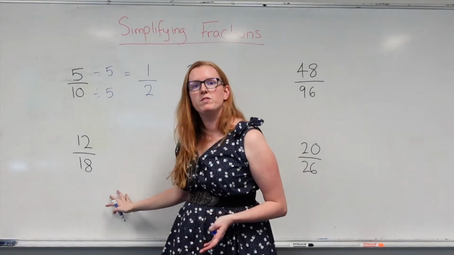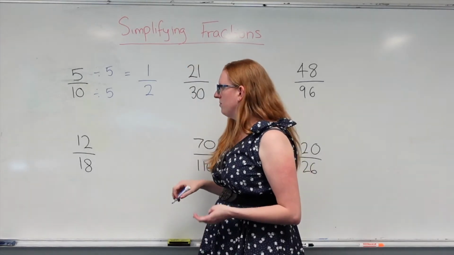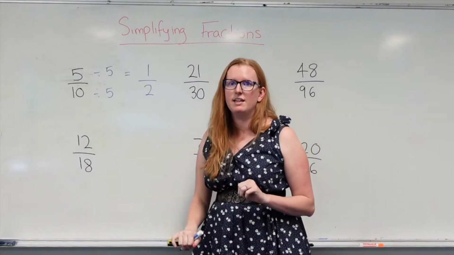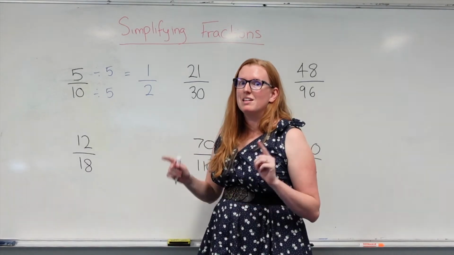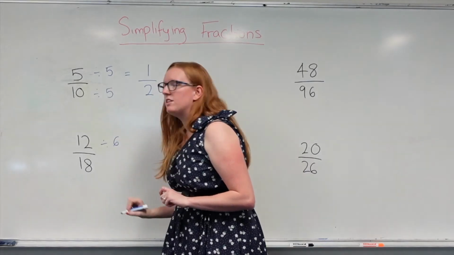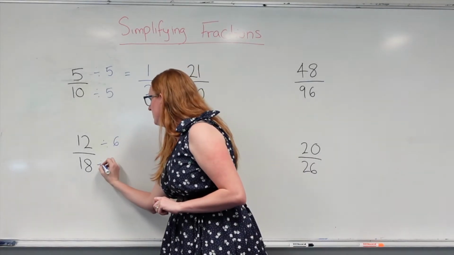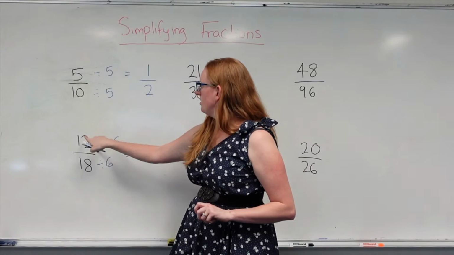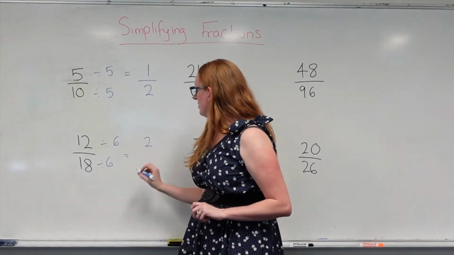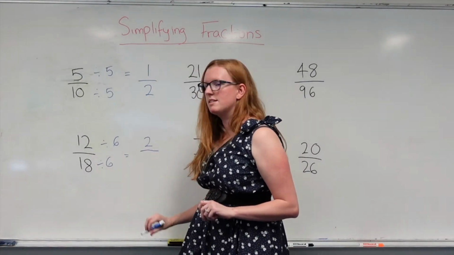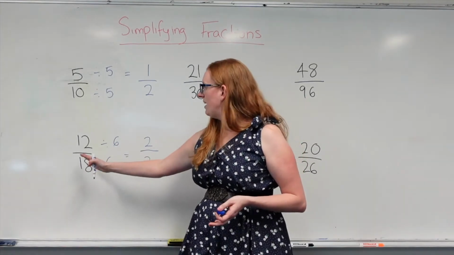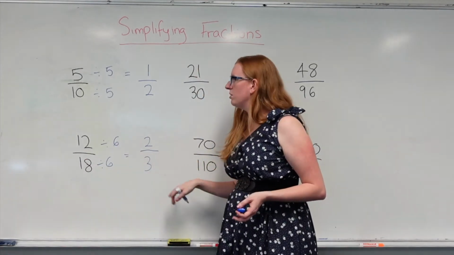Alright, now let's move down here to 12 over 18. So I want to try and think of a number that fits into 12 and 18. So 6. So I'm going to divide the top and the bottom by 6. So 12 divided by 6 gives me 2. 18 divided by 6 gives me 3. Cool. So 12 over 18 when simplified gives me 2 over 3.